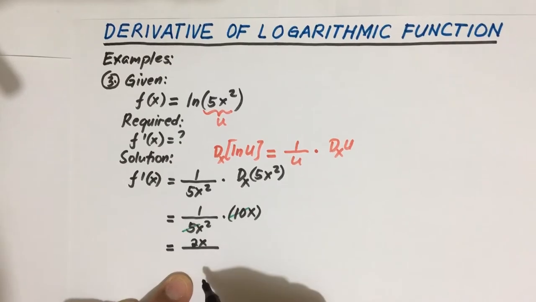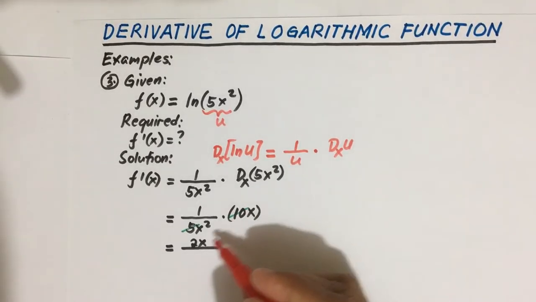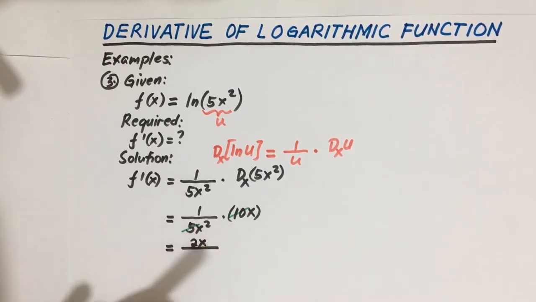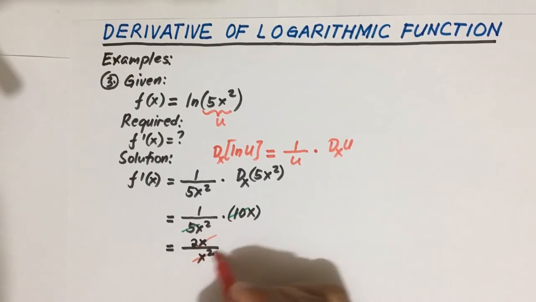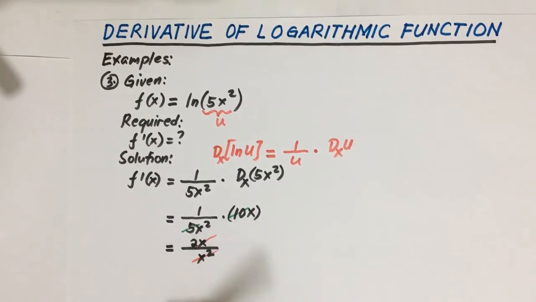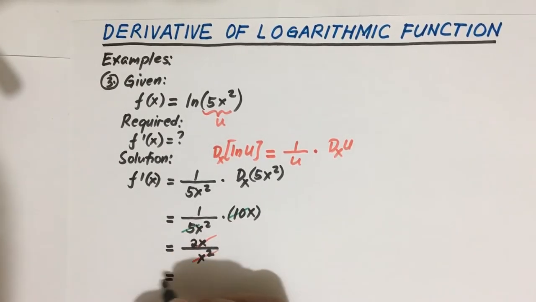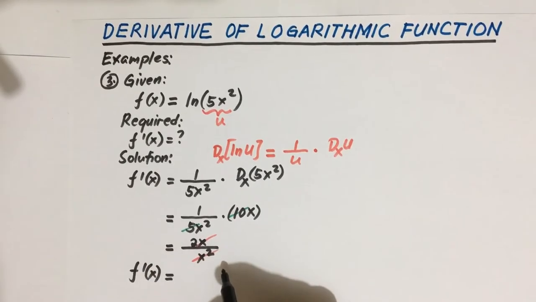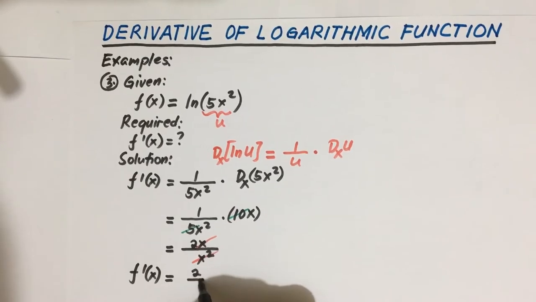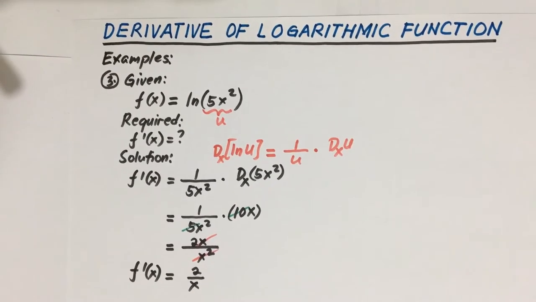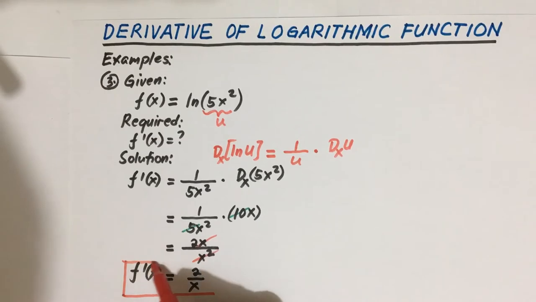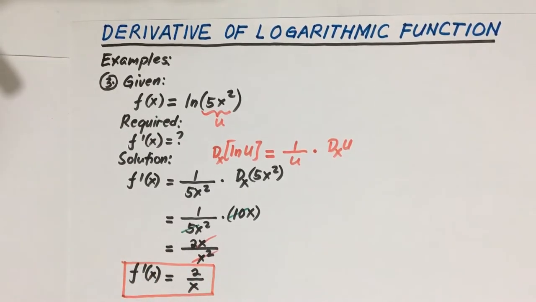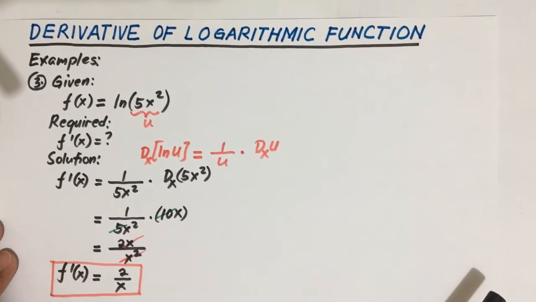By the way, we have x squared at the denominator. Okay, so we have x squared here. So x divided by x squared at the denominator. So therefore our f prime of x is equal to 2 over x. Right, so this is our answer. Right, so that's our example number 3.